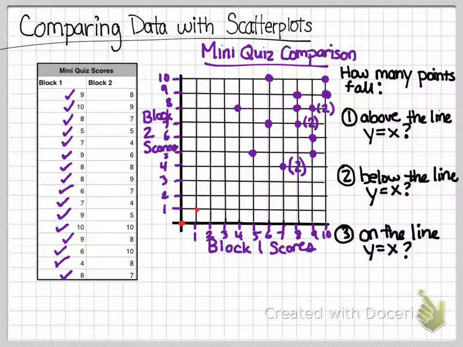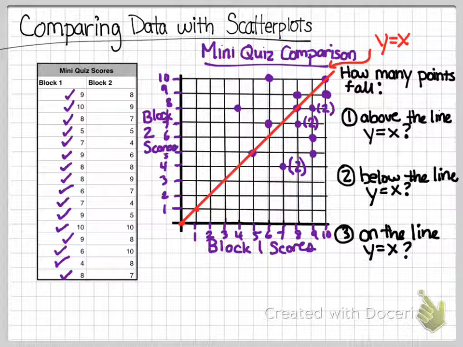And I'm just going to fix my line. It's a little hard to get it to work out perfectly on the iPad. There we go. Alright, so now we are ready to answer the questions that actually help us compare the data set. So step 1 was plot the points. Step 2 was draw the line y equals x. And I'll go ahead and label this here, y equals x. And then we're going to answer the questions.